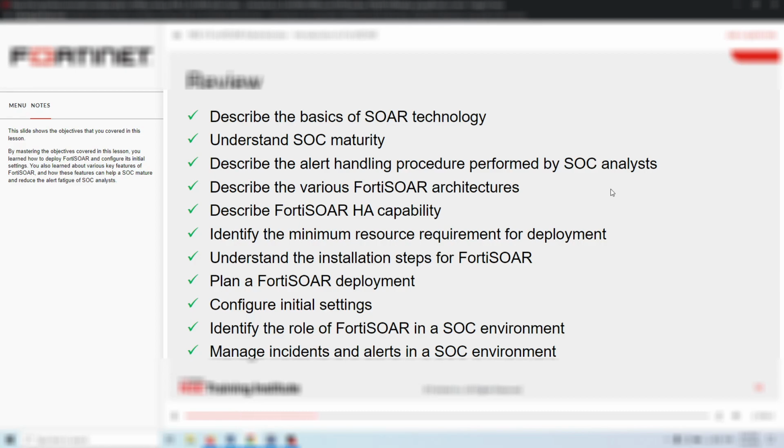By mastering the objectives covered in this lesson, you learned how to deploy FortiSOAR and configure its initial settings. You also learned about various key features of FortiSOAR and how these features can help a SOC mature and reduce the alert fatigue of SOC analysts.